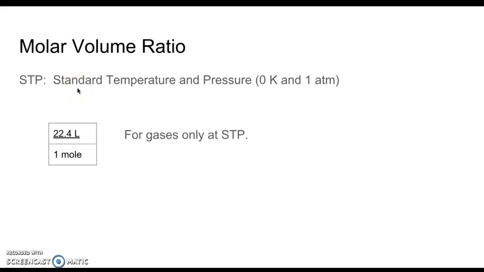STP is standard temperature and pressure, and that's an abbreviation we'll go over now and again. What that means is a temperature of 0 Kelvin and a pressure of 1 atmosphere. Again, things you may or may not know, but we will get into those more when we get into gas laws. But just understand that we can use this ratio only if it's a gas and only if that gas is at this temperature and this pressure.